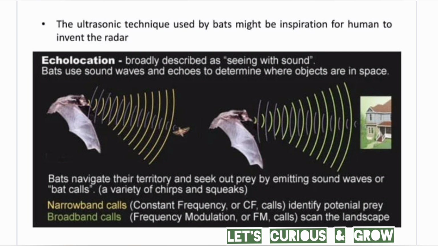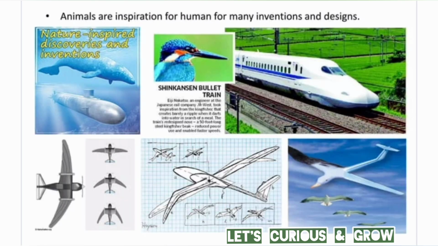Next, the ultrasonic technique used by bats might have been an inspiration for humans to invent radar. Bats navigate their territory and seek out prey by emitting sound waves, or bat calls. These are a variety of chirps and squeaks, narrow band and broadband calls, used through echolocation. This is broadly described as seeing with sound. So the bats use these sound waves as echoes to determine where the sound is coming from.